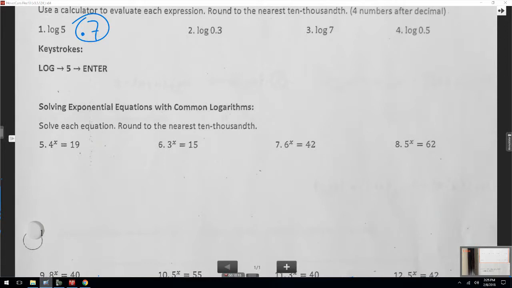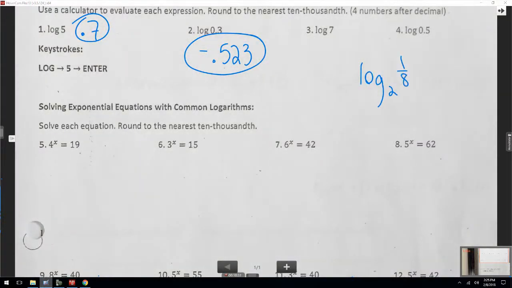All right, what about number 2? Plug in number 2. What's log of 0.3? Negative 0.523. Wait, why is it negative? Because it's a decimal. Remember when we did this, guys? Like, look, watch right here. You're asking yourself, 2 to what power is 8 to the negative 1? And we got negative 3. You all okay with that? That's all we're doing.